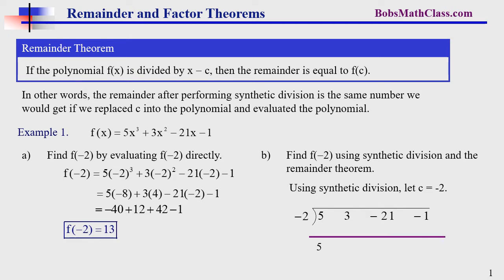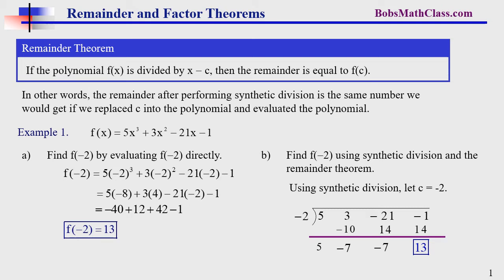All right, so let's use negative 2, work that out. Make the line, bring down the 5. Negative 2 times 5 is negative 10. 3 plus negative 10 is negative 7. Multiply negative 2 and negative 7, positive 14. Add negative 21 plus 14, negative 7. Multiply, gives you 14. And then lastly, negative 1 plus 14 would be 13. Hey, that's the same number, right? So that's all we're saying.